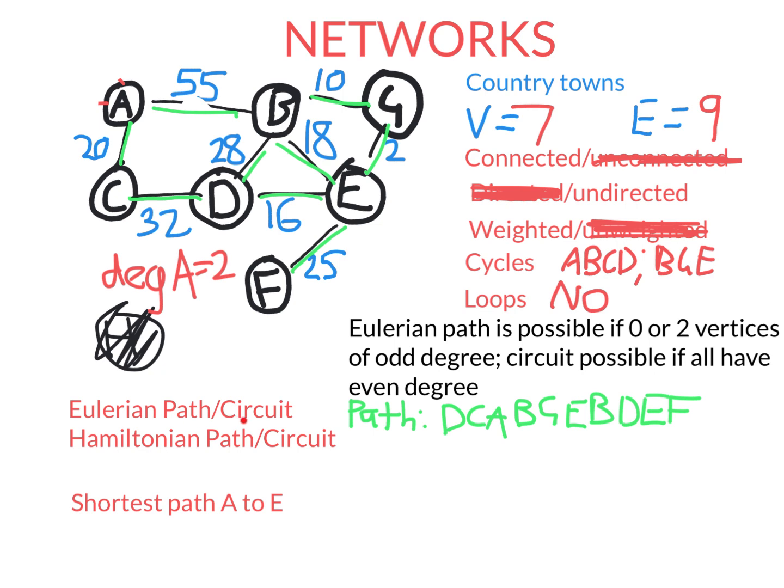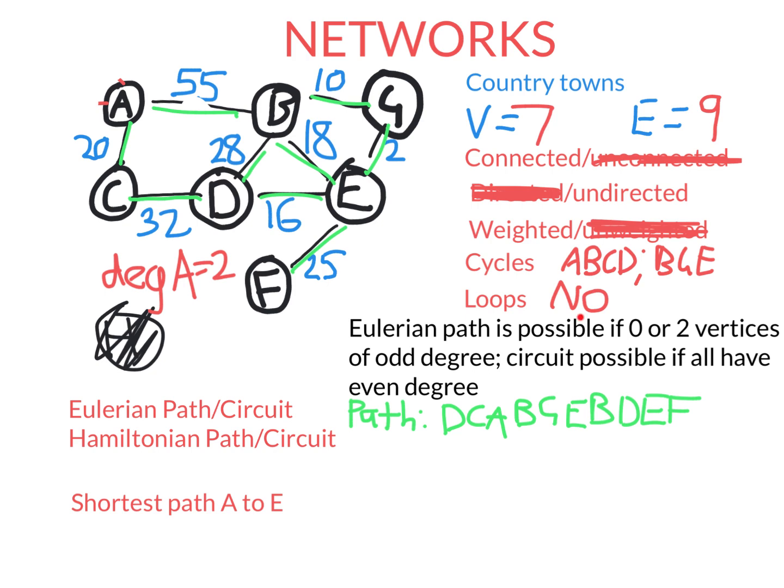So would an Eulerian circuit be possible? Well, an Eulerian circuit is the same as an Eulerian path, but it starts and ends at the same vertex. So this Eulerian path here is not a circuit, because we didn't start and end at the same vertex. We started at D and ended in F. So it's actually not possible to draw an Eulerian circuit here.